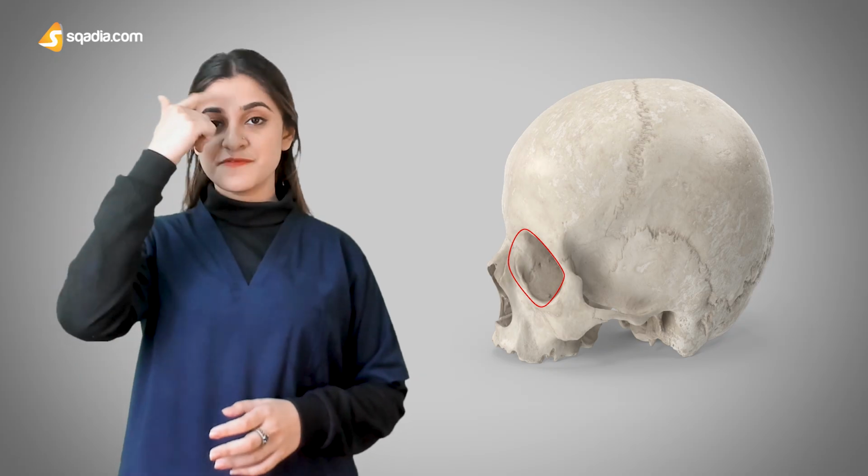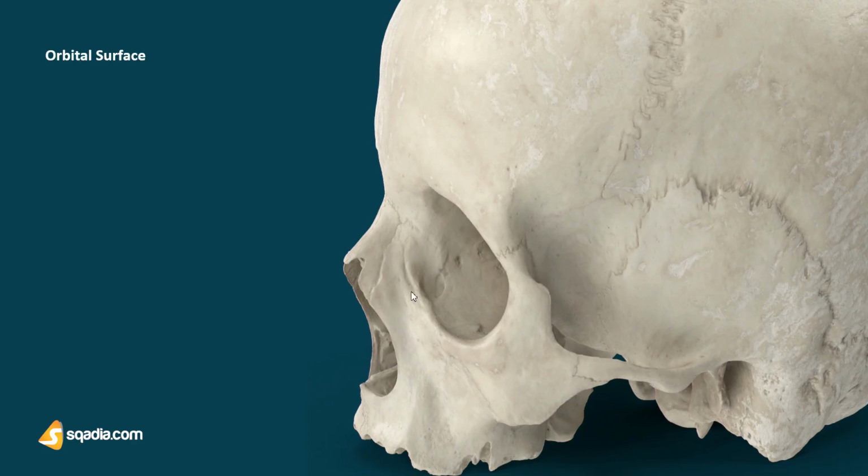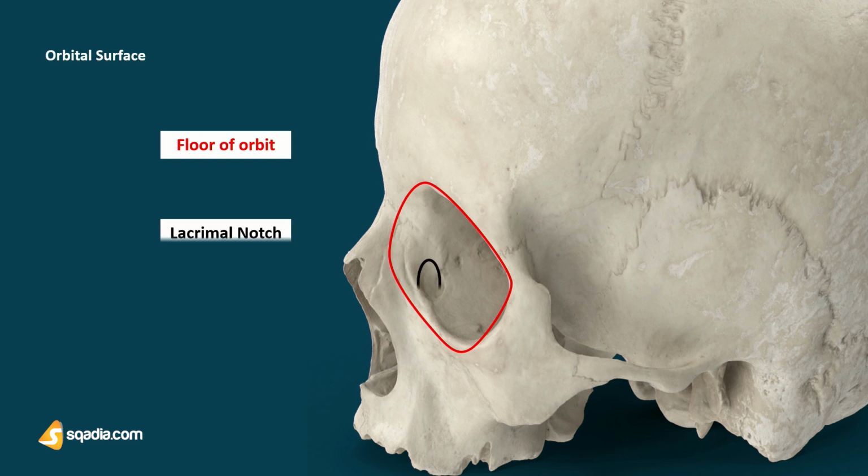The orbital surface consists of three borders, the medial, the posterior, and the anterior border. The orbital surface is itself smooth and triangular and slightly concave, which forms the greater part of the floor of the orbit. The medial border consists of a lacrimal notch, behind which it articulates with the lacrimal bone, the orbital plate, and the ethmoid.